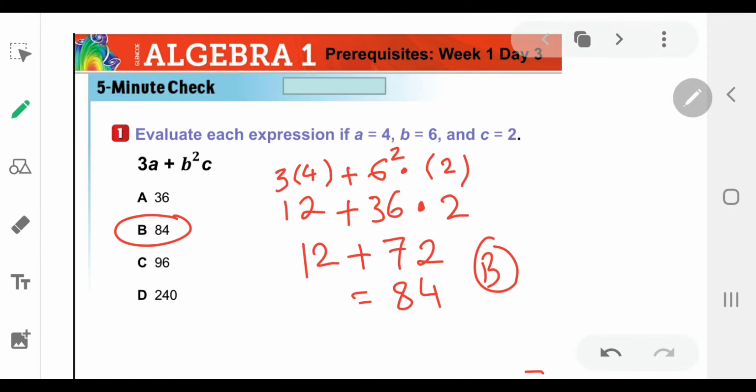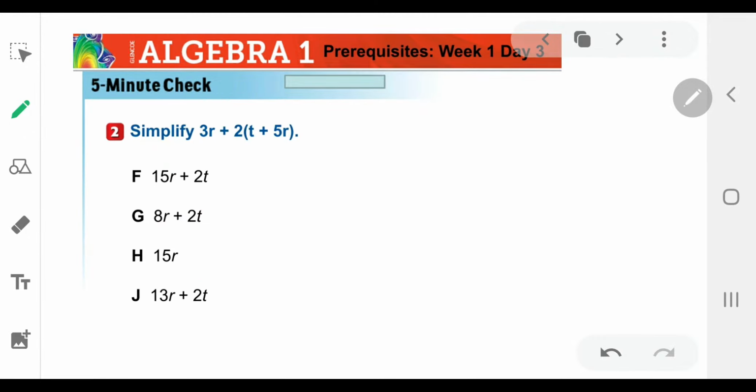Hopefully you did it correctly. Let's see the next one and give yourself 30 seconds to answer it. Again, we're reviewing what we had in the previous tutorials. We studied simplifying expressions using order of operations as in the first example, and we also reviewed simplifying expressions using the distributive property. We have here 2 times t plus 5r. Before doing anything, you must know for sure you're going to use the distributive property to multiply this 2 by each term between the brackets here.